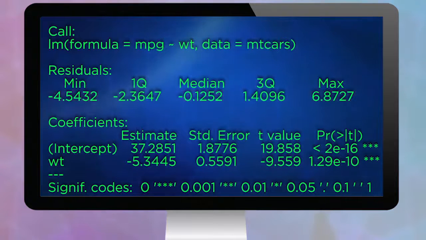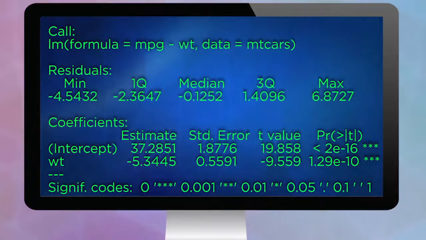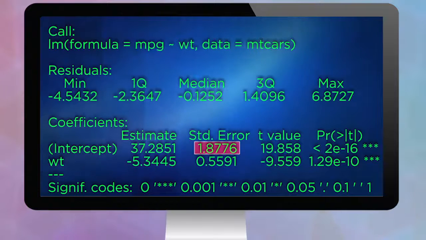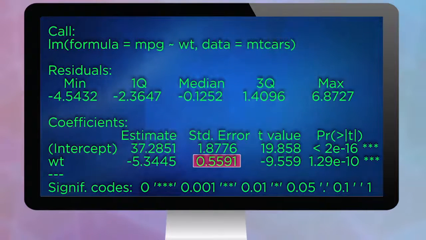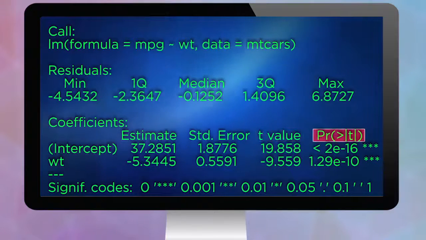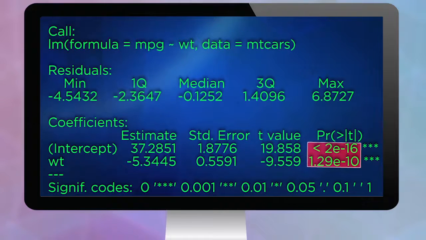Now check out the coefficients for that model. Here you see that we've estimated the y-intercept at 37.2, and we've estimated our slope at minus 5.3. Notice R also gives you the standard error, 1.8 for the y-intercept and 0.55 for the slope. You also get your t-statistic, calculated from your sample, and that last column is your p-value. So R is already testing whether or not our slope and our y-intercept are significant.